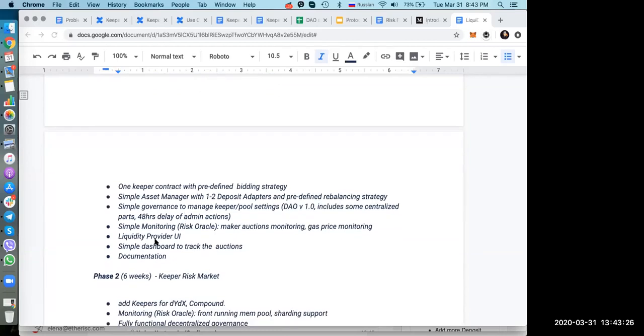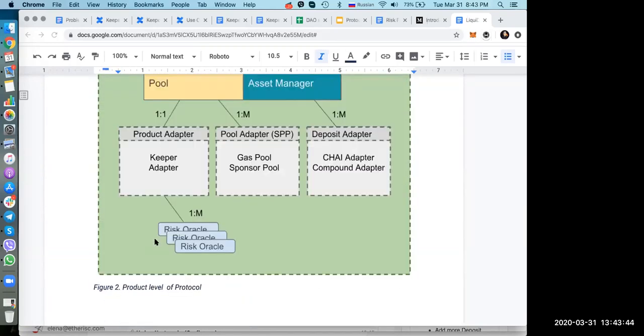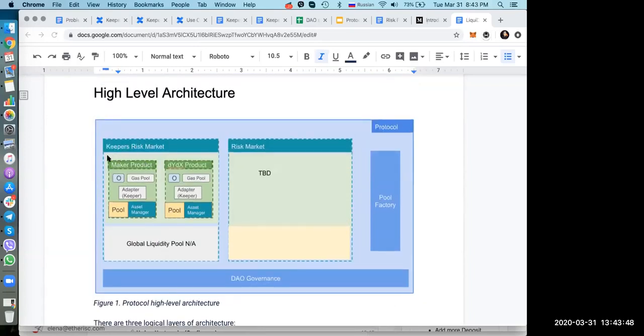A liquidity provider user interface, that's just a simple interface which allows the liquidity providers to buy the pool tokens on an exchange with their assets. We are going to build a simple dashboard to track the auctions and, of course, the user documentation. And if we go back to the architecture, that is what we are going to build in phase 1, the MVP of this part, the Maker Keeper pool.